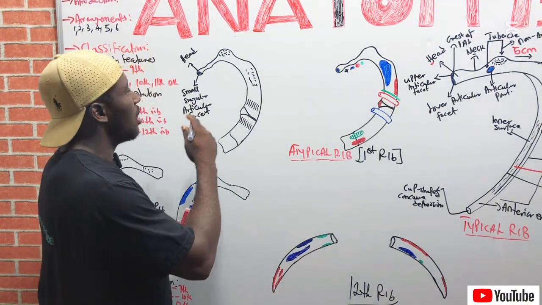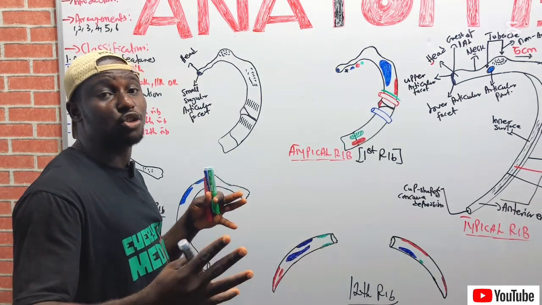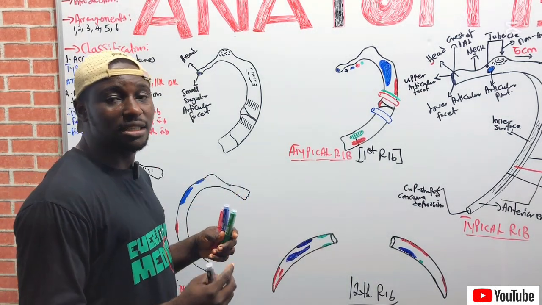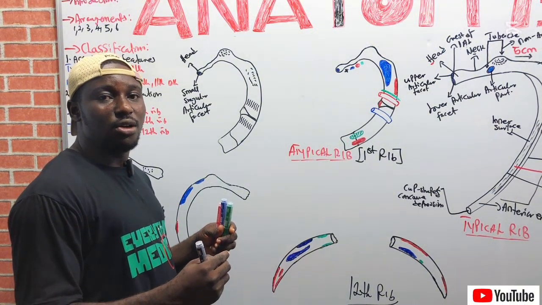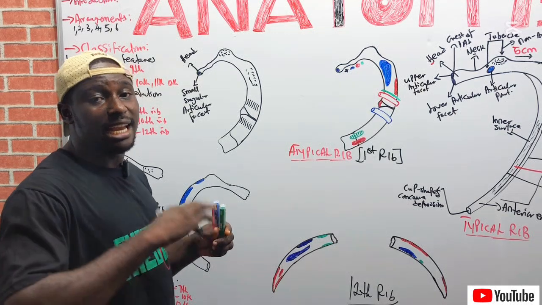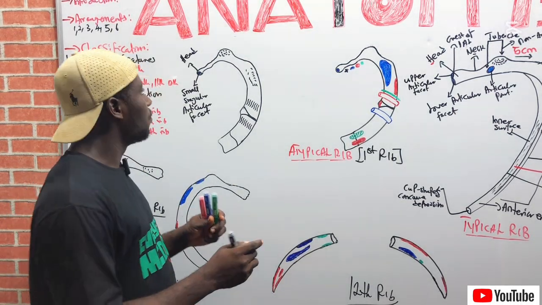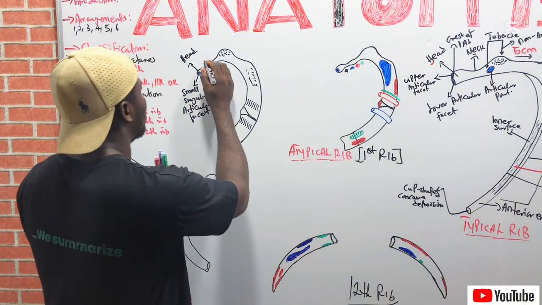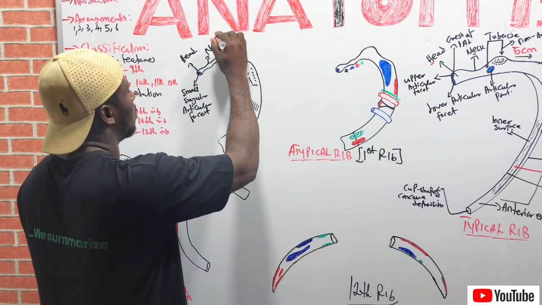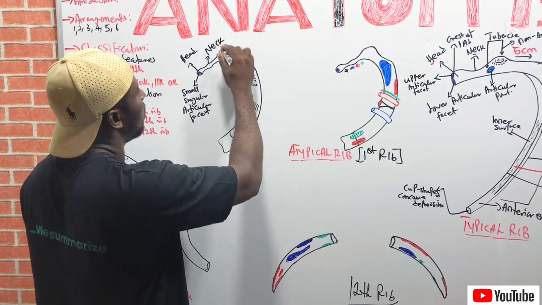Now, the neck is rounded also and is also elongated. It is directed upward, backward, and laterally, please, not forward. That is for the neck. This is the neck.